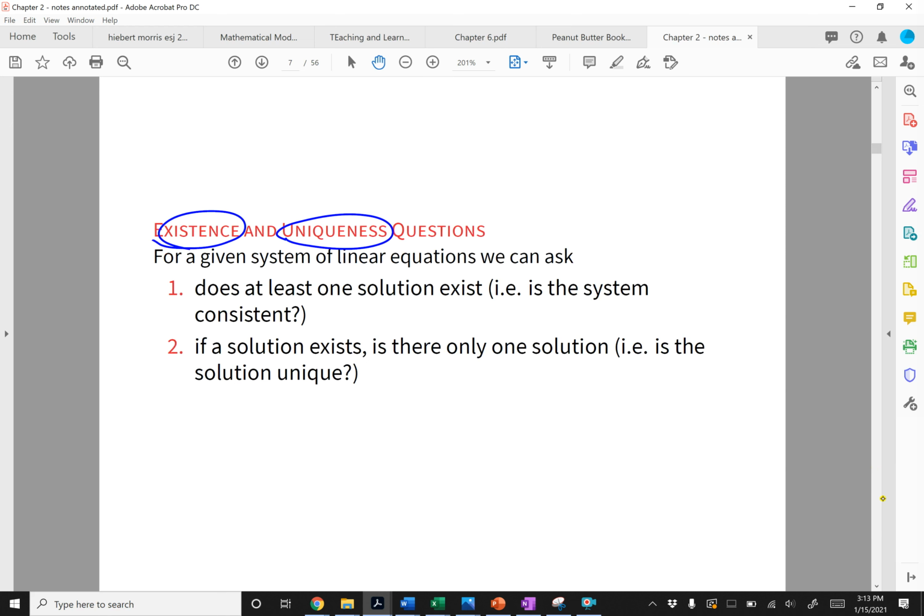We want to know, is there a solution, and is that solution unique? Is there only one? Does at least one solution exist? That's the consistent question. If a solution exists, is there only one solution? So is there just the one, or is there infinitely many? There's no option for two or three or finitely many. If there's more than one, there's infinitely many.